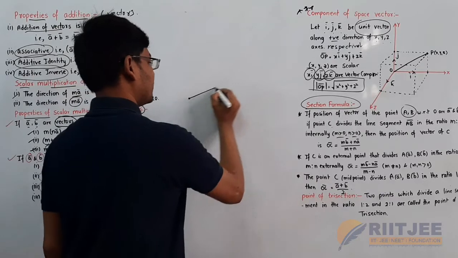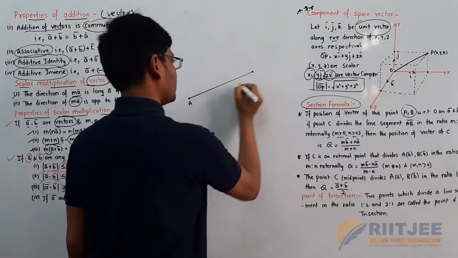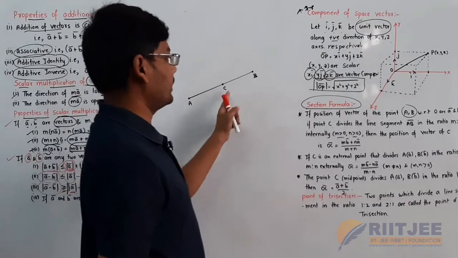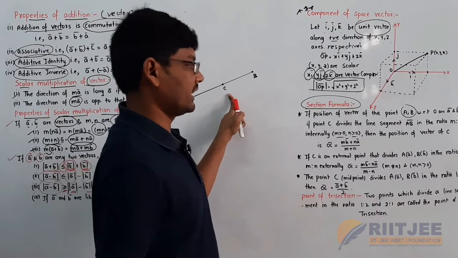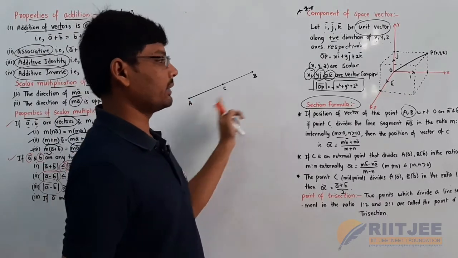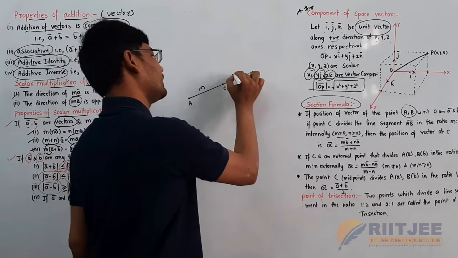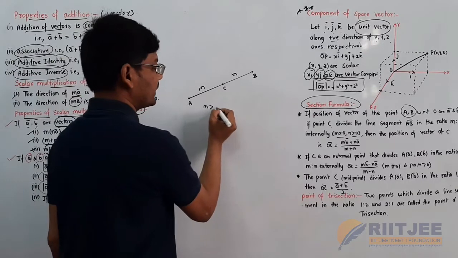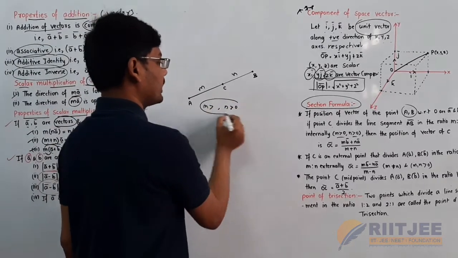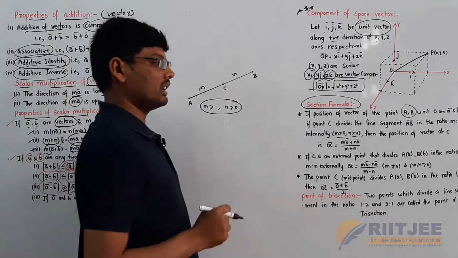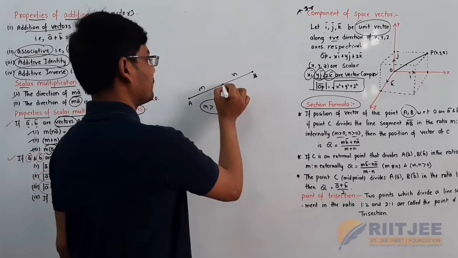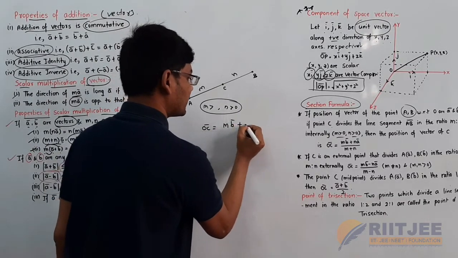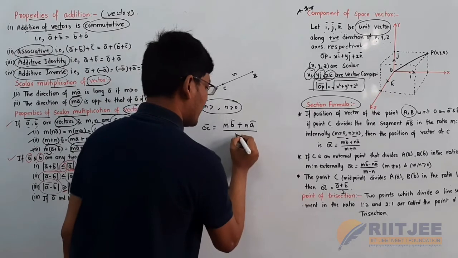Let's take one vector AB, and a point C divides the line segment AB in the ratio m:n internally, where both m and n are greater than 0, that is, they are positive values. Then the position vector of C, OC bar, is equal to m into b bar plus n into a bar divided by m plus n.